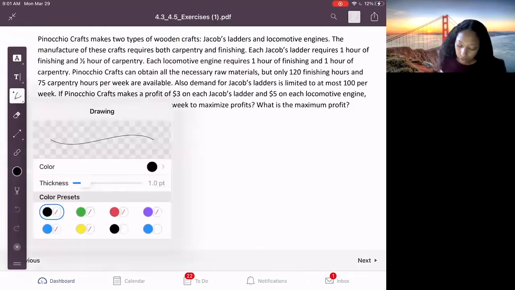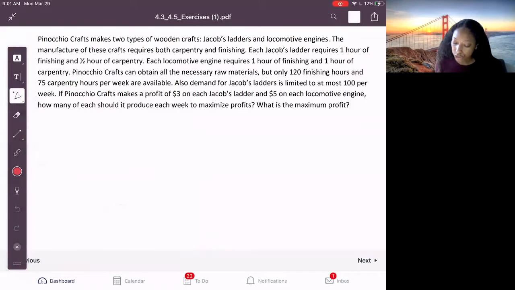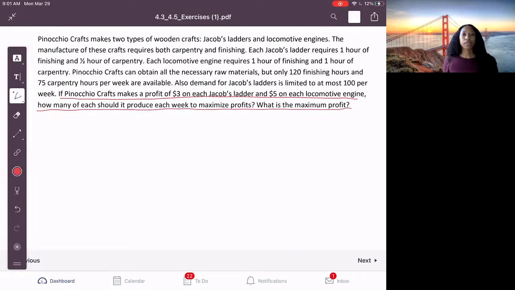So remember, I always say, go to the last question, and that's where we want to start. So this last line has all of our good stuff, and particularly the second part. How many of each product should be produced each week to maximize the profit? So we're trying to figure out how many Jacob's ladders and how many locomotive engines we should have. We need to assign a variable to each of those unknowns.